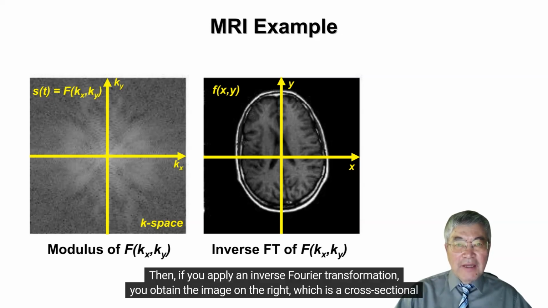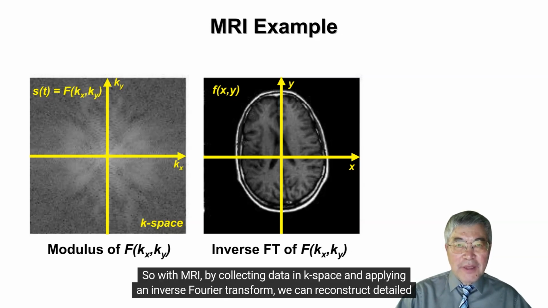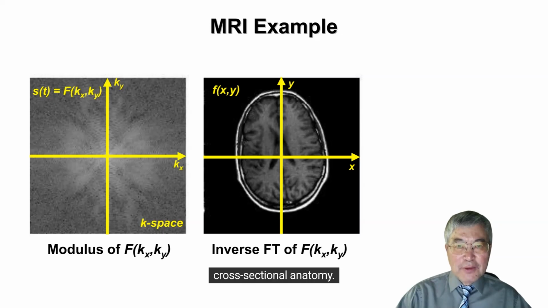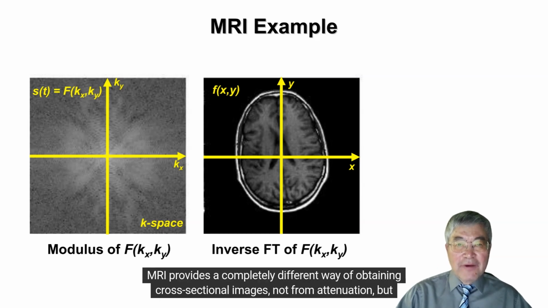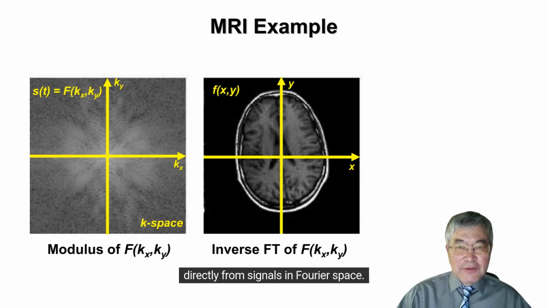Then, if you apply an inverse Fourier transformation, you obtain the image on the right, which is a cross-sectional image of the brain. So, with MRI, by collecting data in k-space and applying an inverse Fourier transform, we can reconstruct detailed cross-sectional anatomy. I think this is really an amazing achievement, especially when you compare it with X-ray CT. MRI provides a completely different way of obtaining cross-sectional images, not from attenuation, but directly from signals in Fourier space.